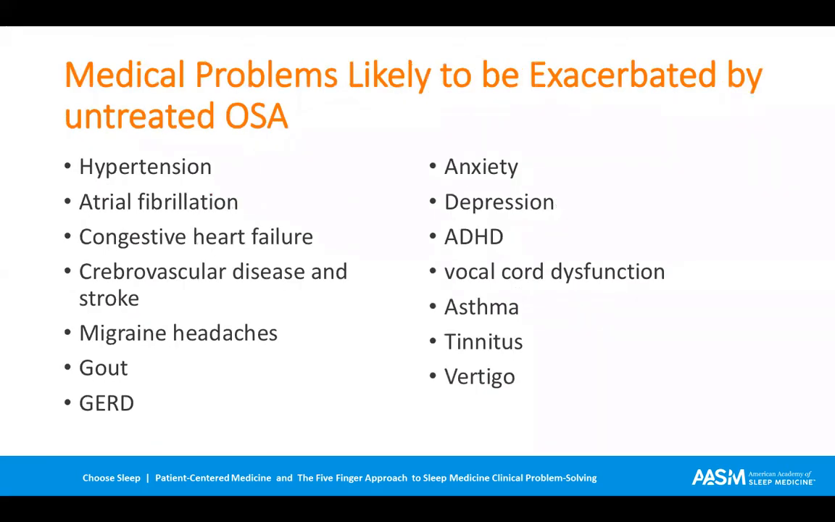I think further adding to this complexity is the concept that it's now understood that obstructive sleep apnea may be a contributing factor in the provocation or worsening of many other medical problems. Again, this is not an exhaustive list, but we're getting increasing evidence that OSA exacerbates hypertension, arrhythmias, congestive heart failure, cerebrovascular disease and stroke, migraines, gout, reflux, anxiety, depression, ADHD, vocal cord dysfunction, asthma, tinnitus, and vertigo. So I'll make the argument that having a thorough understanding of the patient's medical history, determining just how important the diagnosis of OSA is for this individual, is an important role that we all must play.